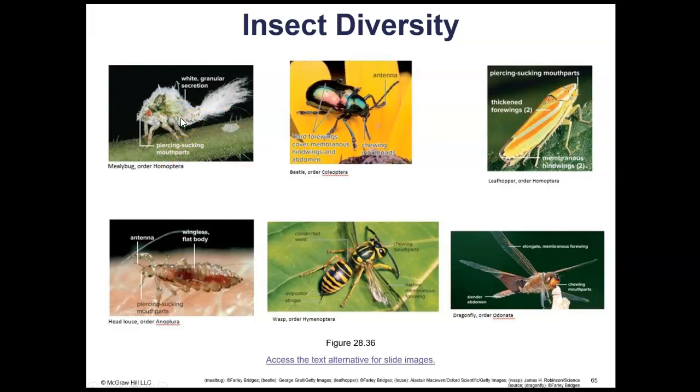These are some different insects, very diverse. This is a mealybug. This is a beetle. This is a leafhopper. We have a head louse, which is obviously blown up, because they're much smaller than that. We call them lice. This is a wasp. This is a dragonfly.